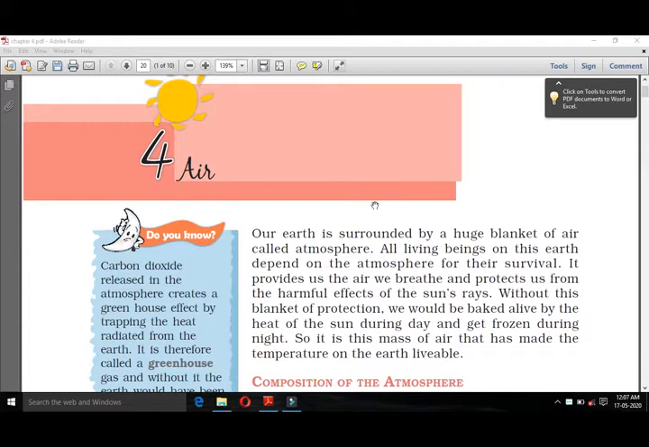So today we are going to start geography chapter number 4. The name of the chapter is air. It is a very interesting and very knowledgeable chapter. We need to know about the air.